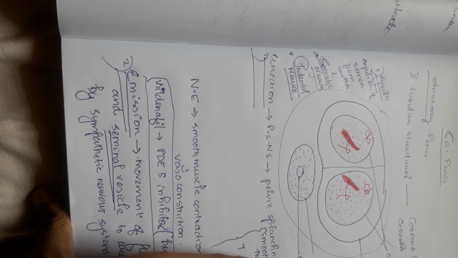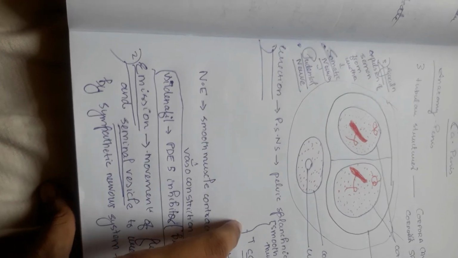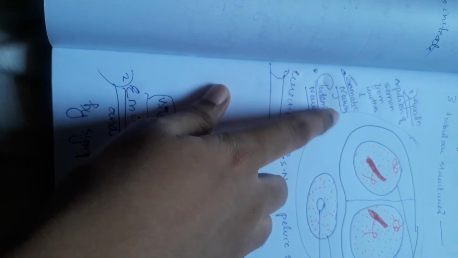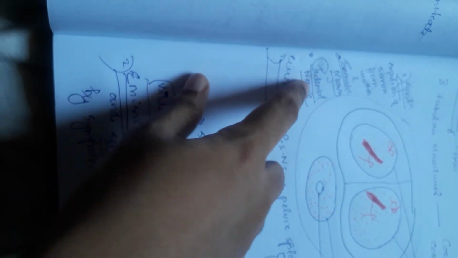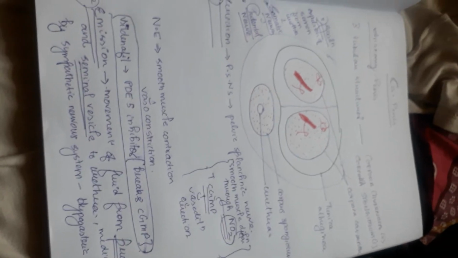Next is ejaculation. Ejaculation is the expulsion of semen from urethra. It is maintained by somatic nerves, and the main one is pudendal nerve. So let's give a quick recap.